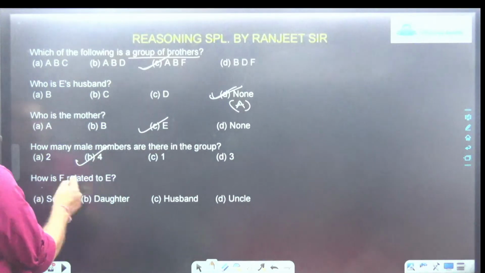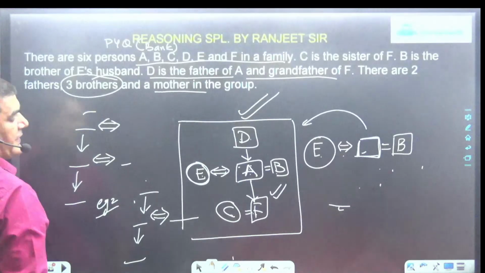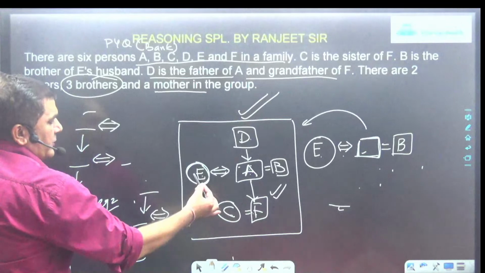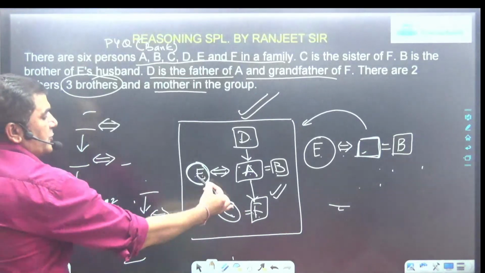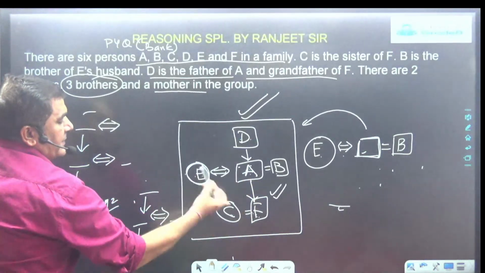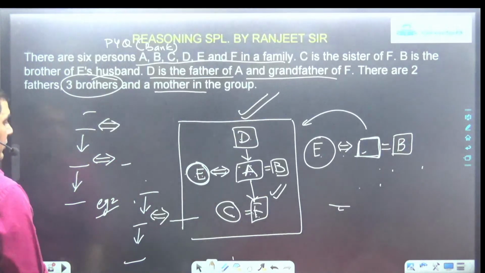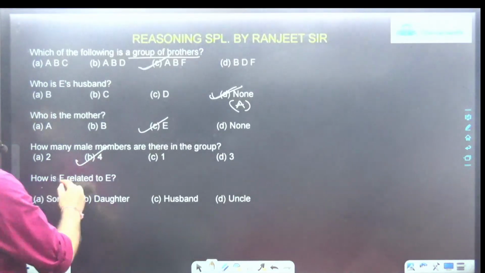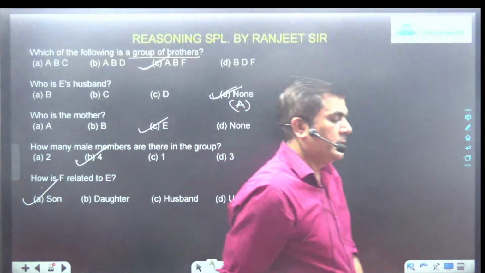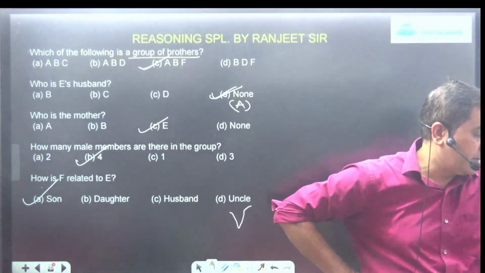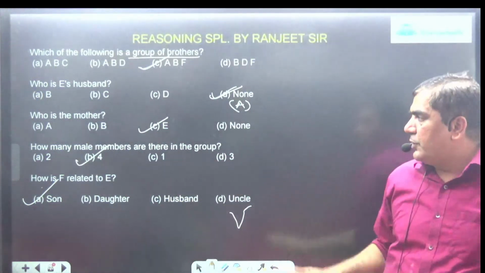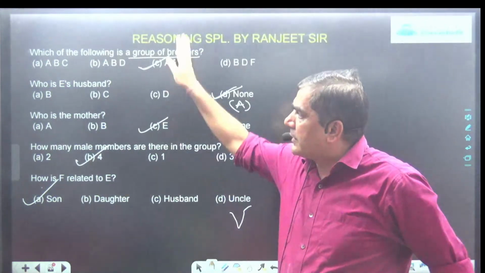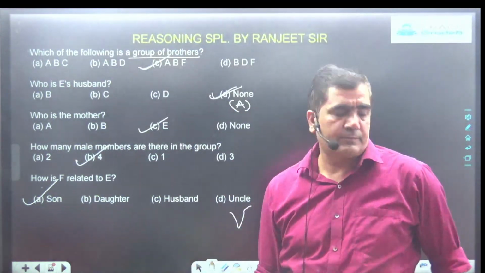Next one. How is F related to E? E is over here, F is over here. These 2 are a married couple. So A's son means F will be E's son also. So answer should be son. Clear? So once you are able to draw the family tree, you will get 5 out of 5 in the exam.